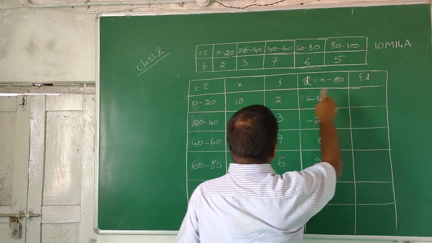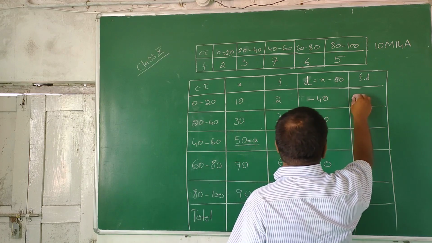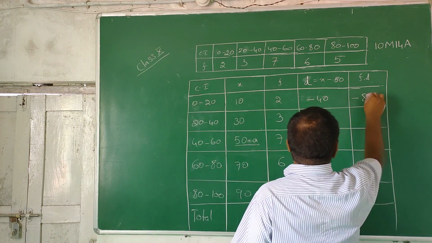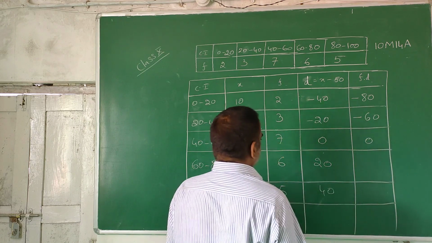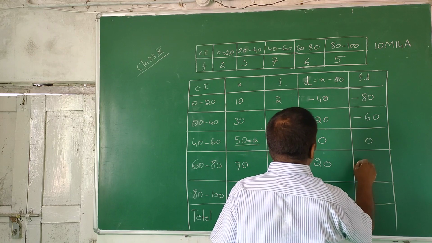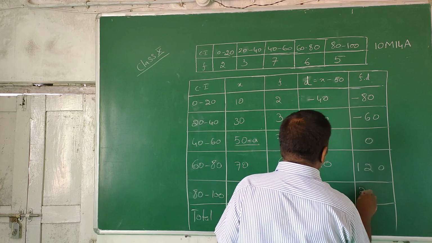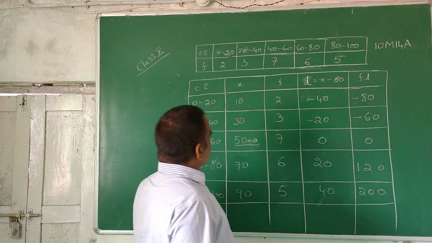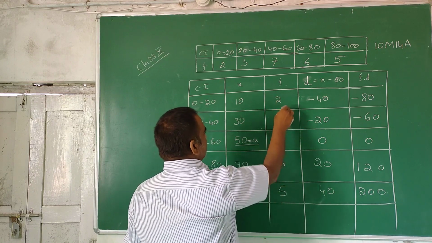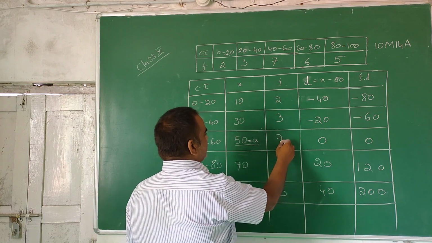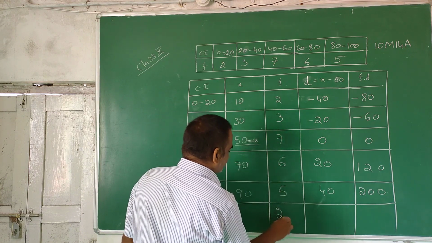Now f into D: this frequency has to be multiplied with this D value. So 2 into minus 40 is minus 80, minus 60, this is 0, 6 into 20 is 120, 5 into 40 is 200. Now you have to add this. So 3 plus 2, 5. 5 plus 7, 12. 12 plus 6, 18. 18 plus 5, 23.